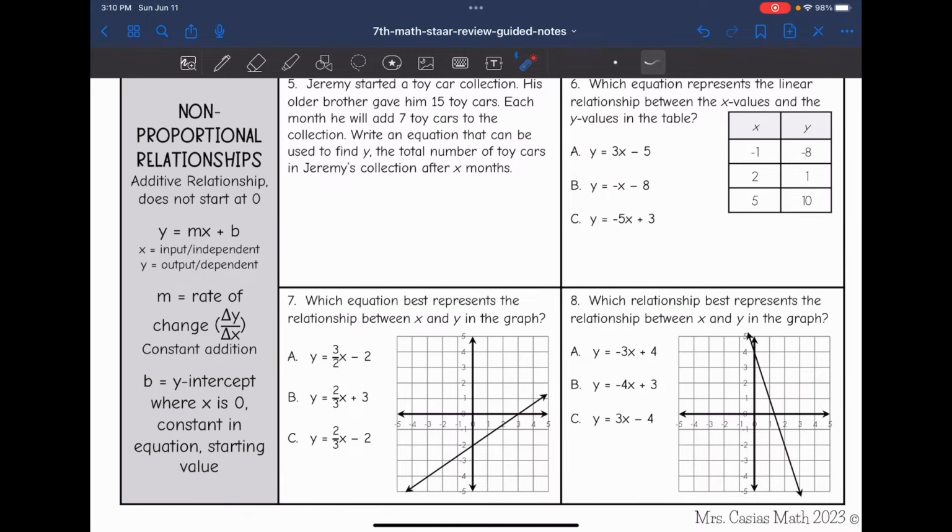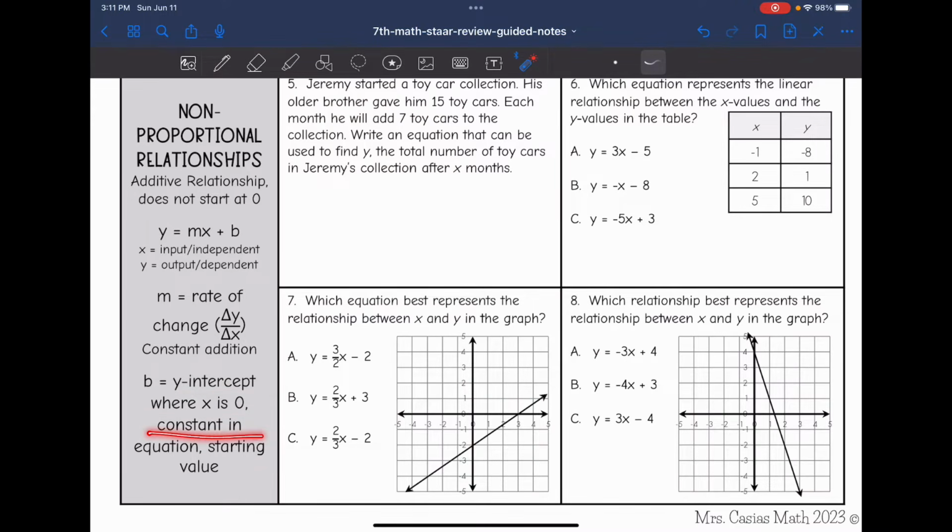They're still going to have a rate of change, but it's not going to be the constant multiplier, it's going to be the constant addition. And you would find it by doing the change in y divided by the change in x. And then b is the y-intercept, which is where x is 0.